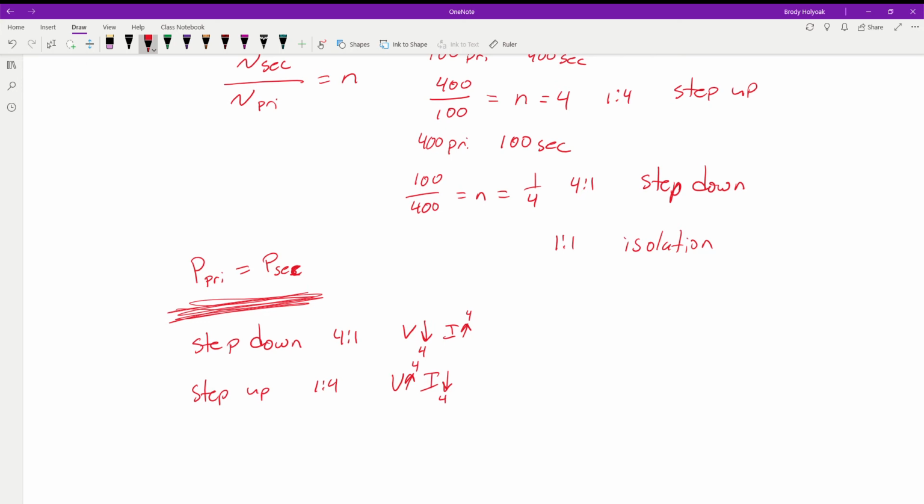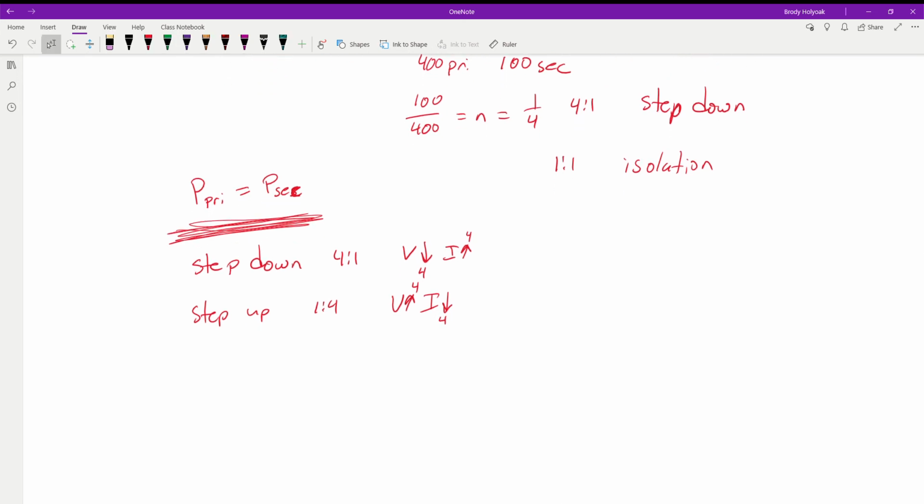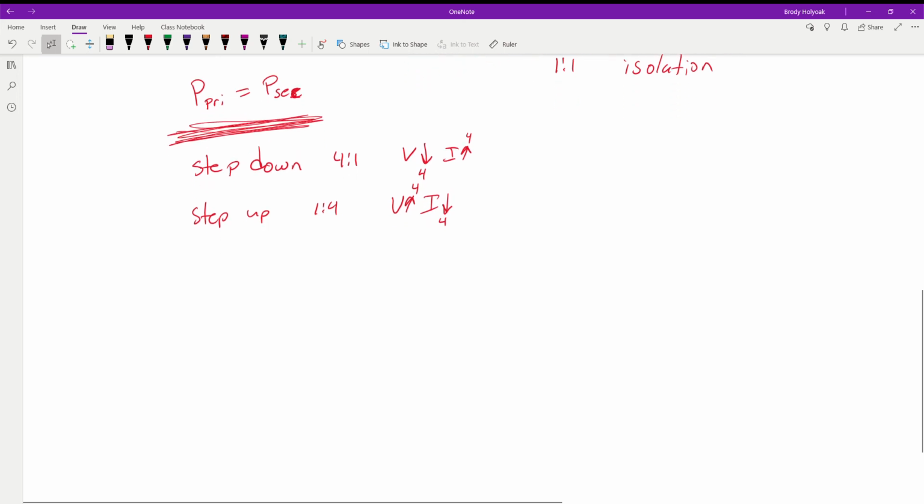And then, once we have that understanding that the power has to stay the same, these two are going to be changing. We increase our voltage, we have to decrease the current. If we decrease our voltage, the current has to go up. So maintaining that, we have a couple other ratios as well.